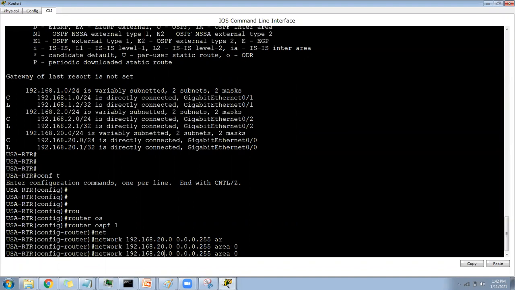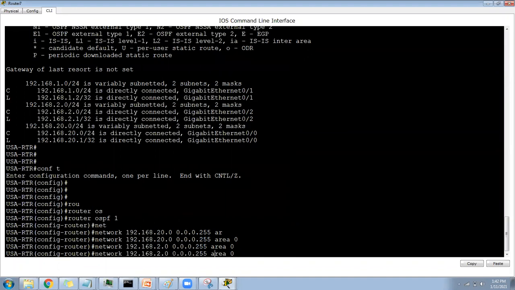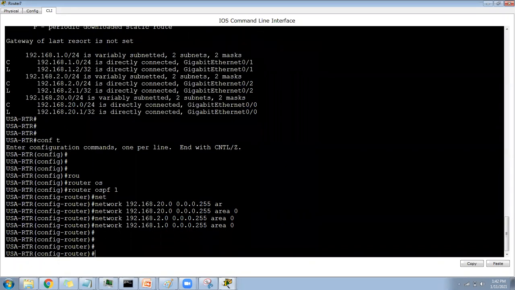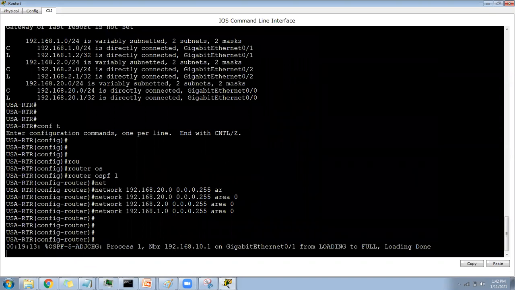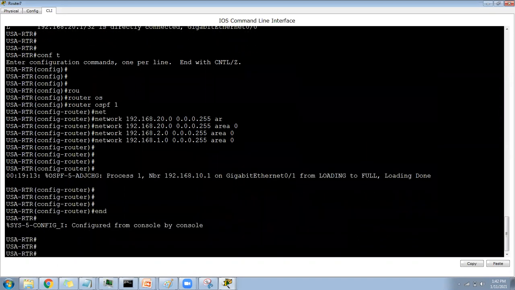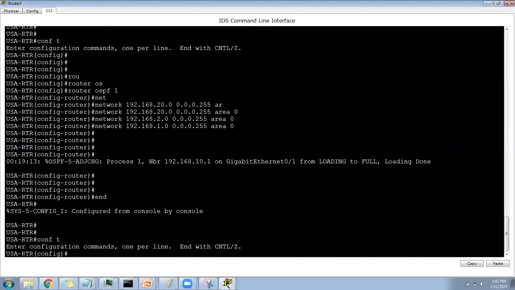See, the other one is 2.0. Now just see here. Now I'm adding 1.0. Within a few seconds you will see some message here. Can you see here? See, OSPF adjacency, process 1, neighbor 192.168.10.1 on this interface, from loading to full, loading done. It means that both routers, the India and USA routers, have become neighbors. Congratulations.